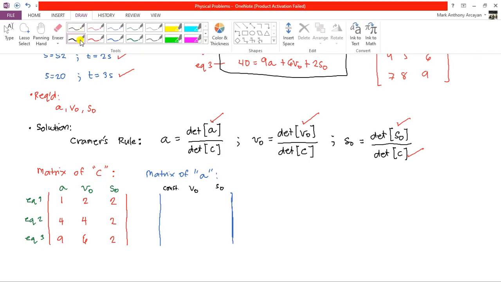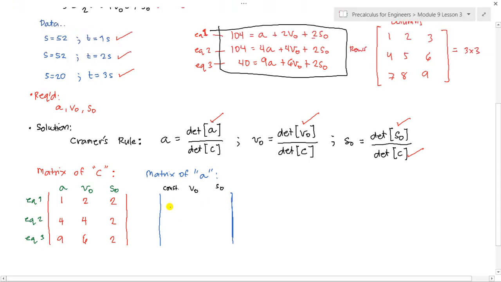So what is the constant, class, in equation 1? Let me start with column 1. What is the constant in equation 1?